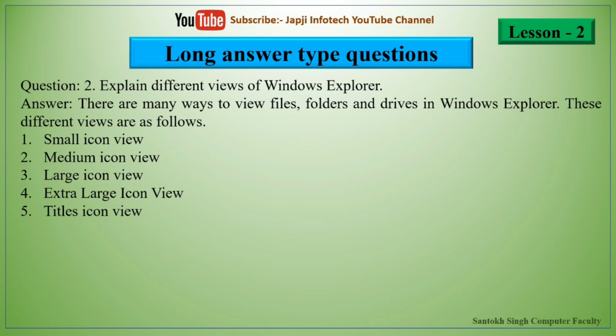Fifth one is title icon view. Sixth one is list icon view. Seventh one is detail icon view. Eighth one is content icon view.